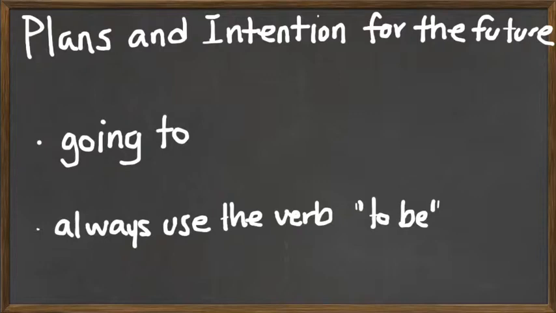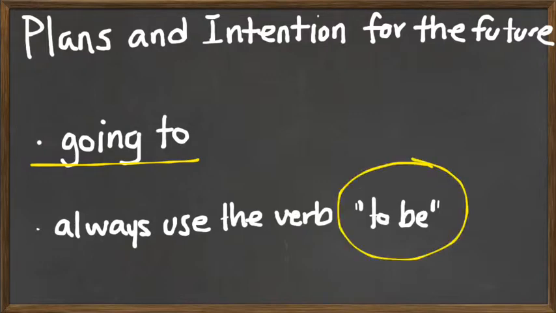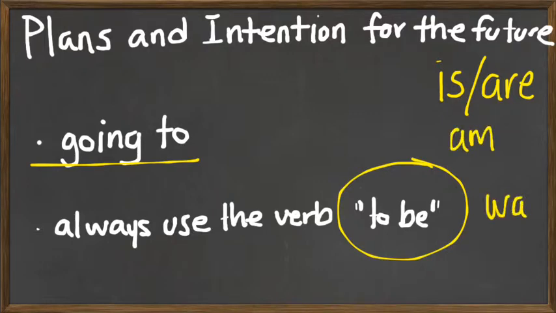Okay, now the second item we're checking today is plans and intention for the future. The expression we're going to use is the expression going to. And it is also very important to mention that it is always used with the verb to be, such as is, are, am. In this case, only those three, because we're talking about the future. Later, we're going to use was and were in another lesson.